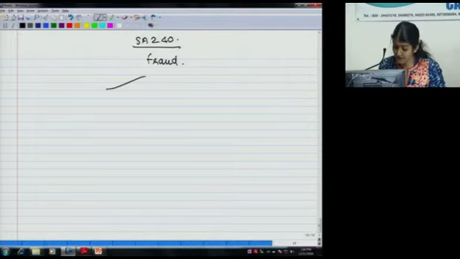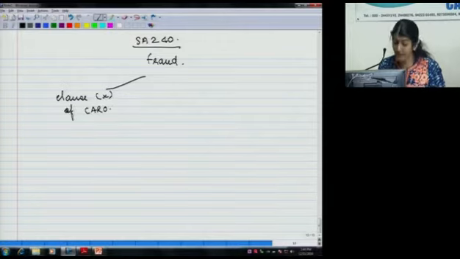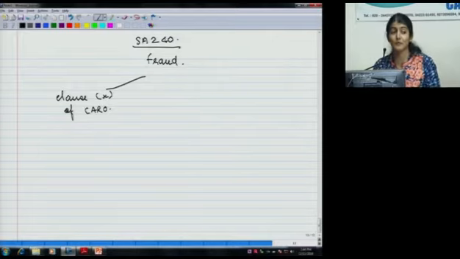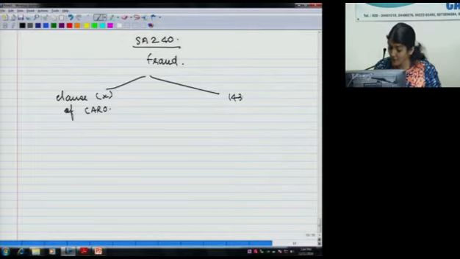10 times because of clause 10 of CARO 2016. You understand? Any fraud on the company or any fraud by the company, by its officers or employees, noticed or reported during the year. If yes, the nature and amount involved is to be indicated. And the second one, 143(12), duty to report the fraud to the CG.